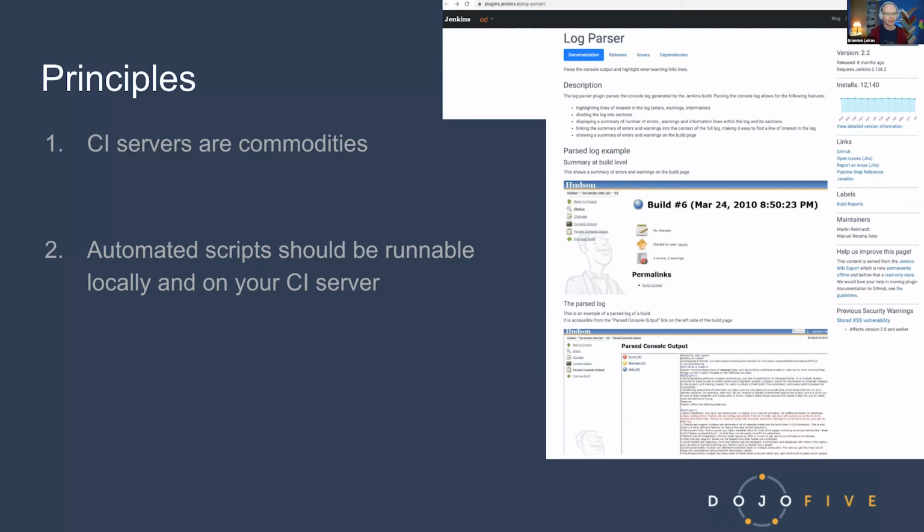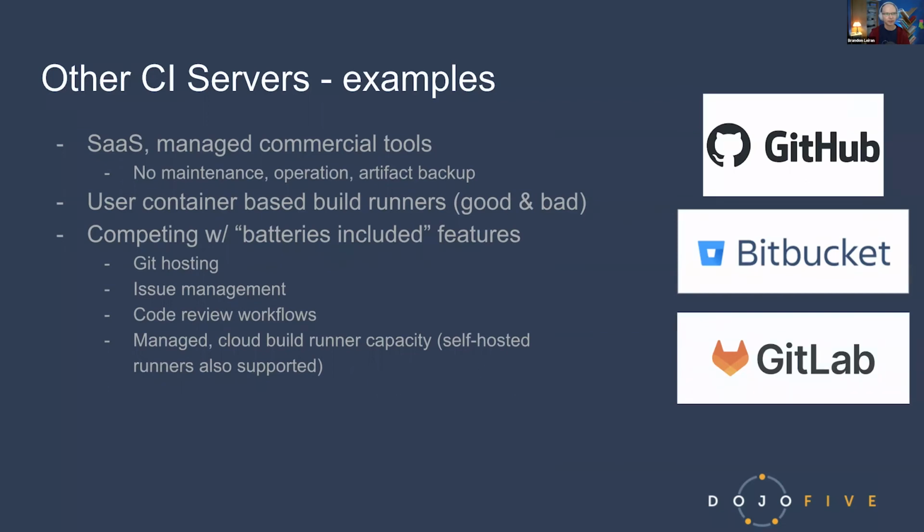Okay, well, let's jump into what some of the other CI servers out there are. I put up 3 examples here. You can see on the right some of the names there, but these are just 3 examples of what I'll say is a common pattern that you'll see in the industry: a SaaS managed commercial tool that is basically a web application sitting out somewhere.